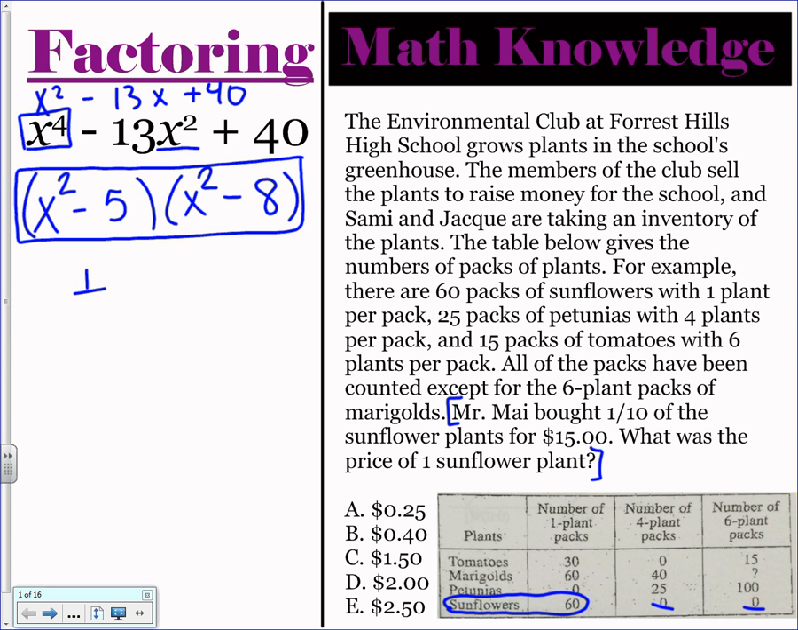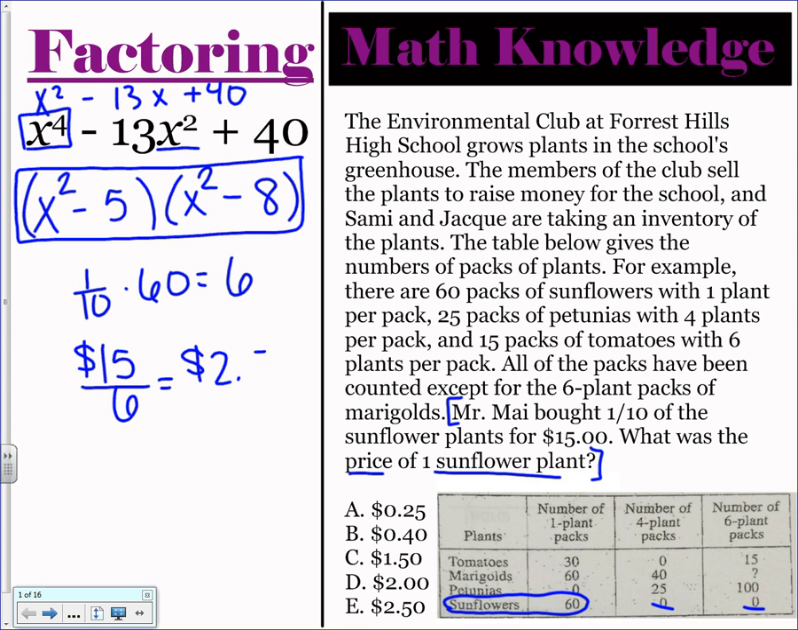So 1/10 of 60 is 6. And we want to find price per plant. So the price was 15. The number of plants he bought was 6. And if you divide those, you get $2.50. So your correct answer should be E for today.